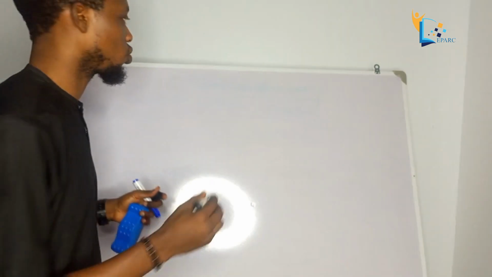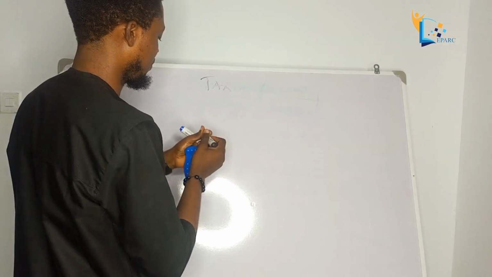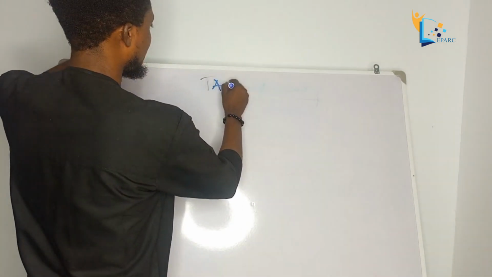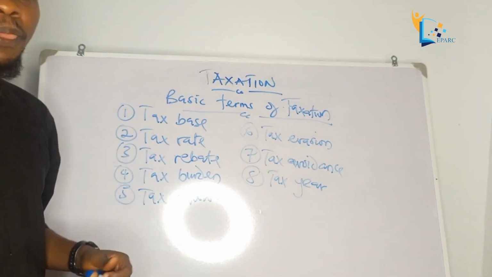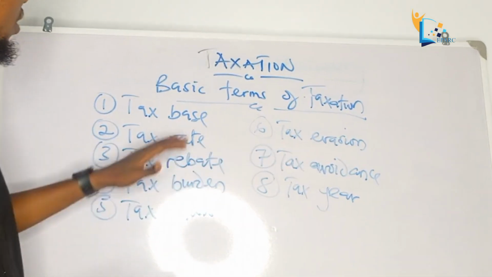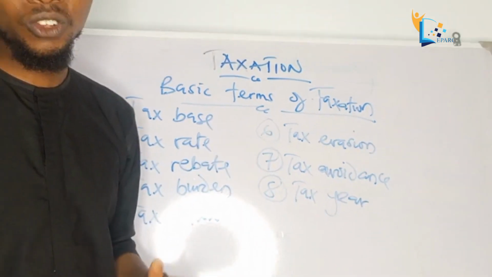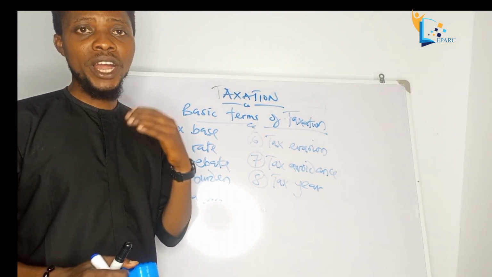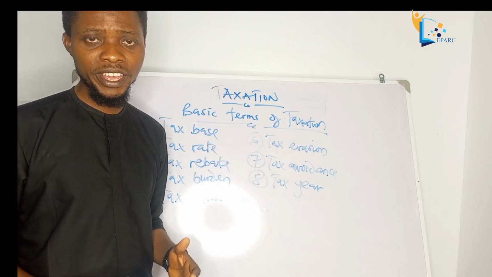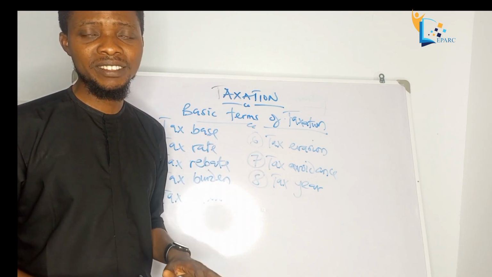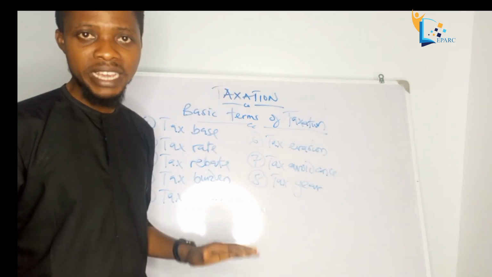Today we're looking at taxation. These are basic terminologies, basic terms we need to get ourselves acquainted with if we must know what taxation is all about, because in our subsequent classes, we are going to be solving some problems around taxation. So I want you to stay to the end of the class so that we get to know what these terms really mean.